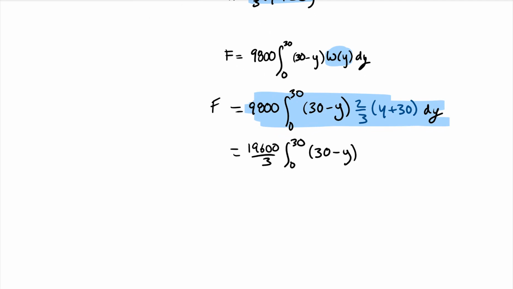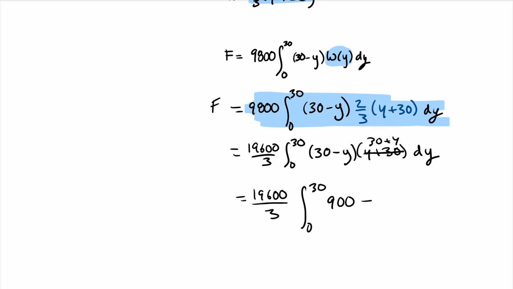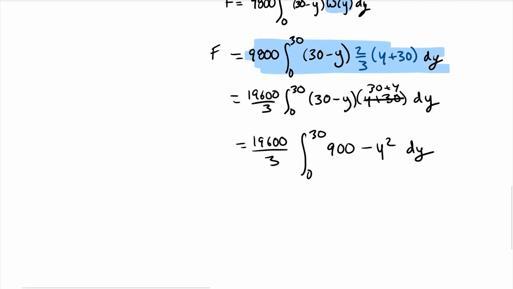So we have 30 minus y times y plus 30. Oh, how convenient. It's like this problem's cooked up or something. So I'm hoping you know what a difference of squares is, right? You could write 30 plus y. See the difference of squares now? So you have 0 to 30 of 900, that's 30 squared minus y squared dy. Now let's find our antiderivative. Let's go.